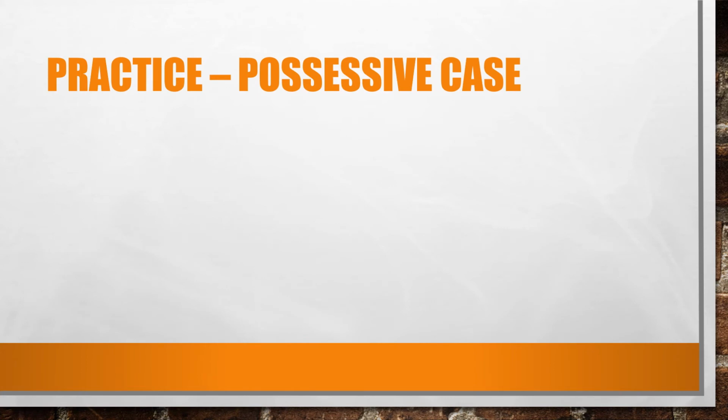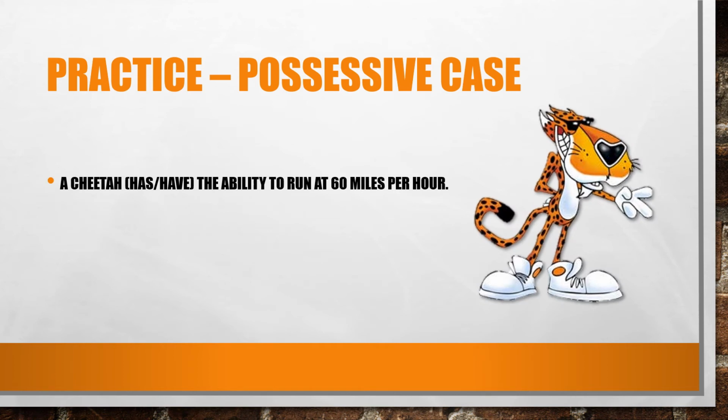And just like with anything else, seeing it in context will sometimes help it make more sense. A cheetah blank the ability to run at 60 miles per hour. So here, cheetah is going to be our subject. Looking at this, again, if you want to use the chart, if it's confusing for you, a cheetah is not me, and a cheetah is not you. So we know that it's third person, and we're talking about a singular cheetah. So it's third person, singular. So we know automatically that it's has. A cheetah has the ability to run at 60 miles per hour.